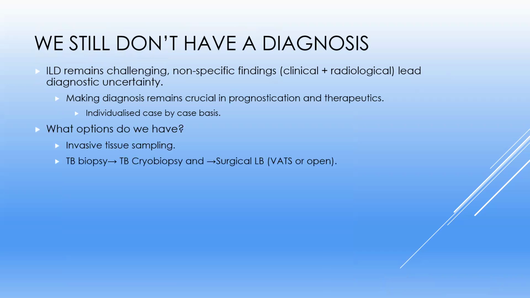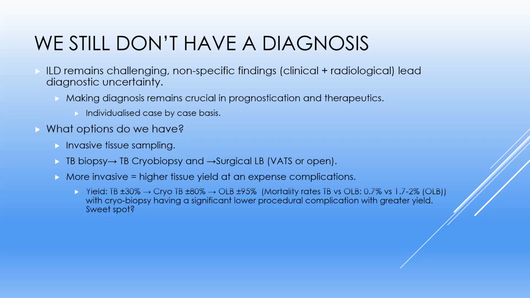Number one is a transbronchial biopsy. The next is a transbronchial cryobiopsy. And then the last option is technically a surgical lung biopsy. Generally, the more invasive, the higher the tissue yield, at the expense of complications. However, there is one caveat to this. The yield of transbronchial is around 30%. Cryobiopsy is closer to 80%, and open lung is closer to 95%.